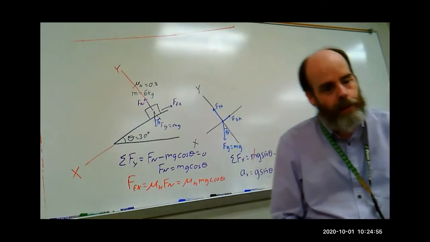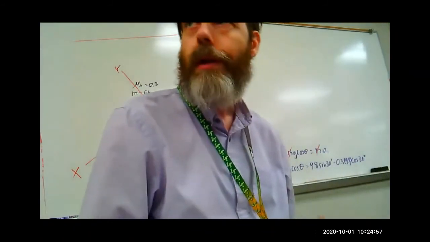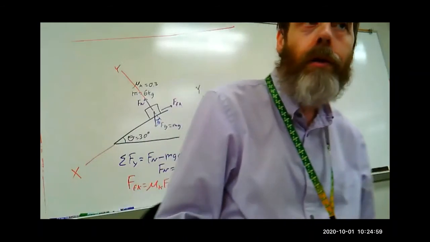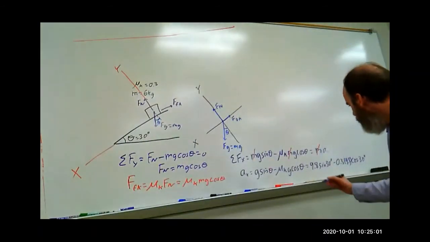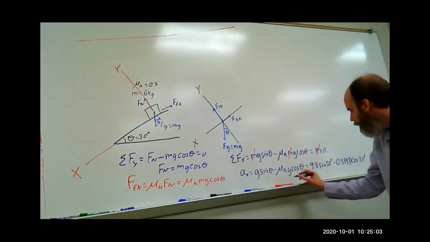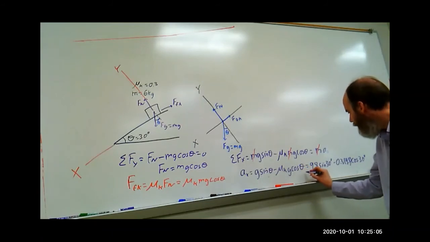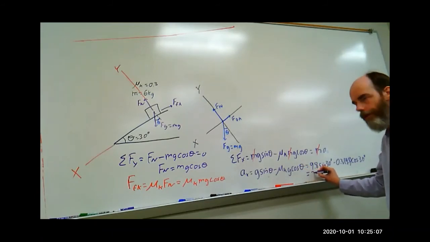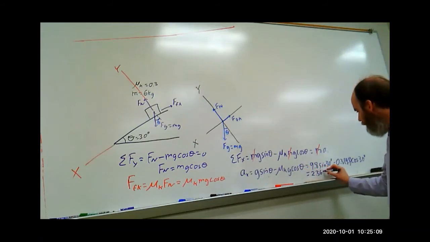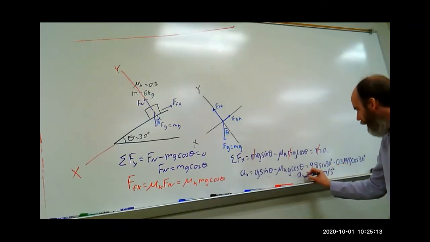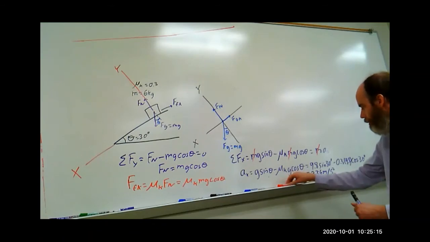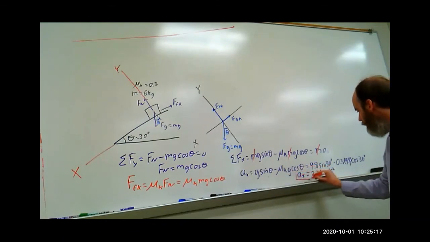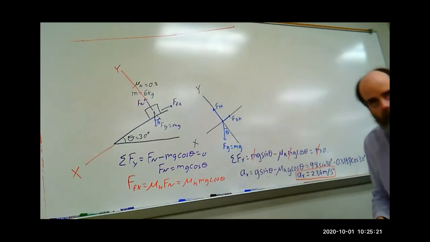And that is the acceleration down the ramp. If you work it out, it equals 2.36 meters per second squared. So that's ax, 2.36 meters per second squared.